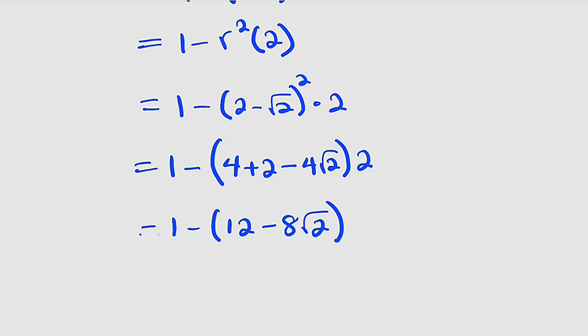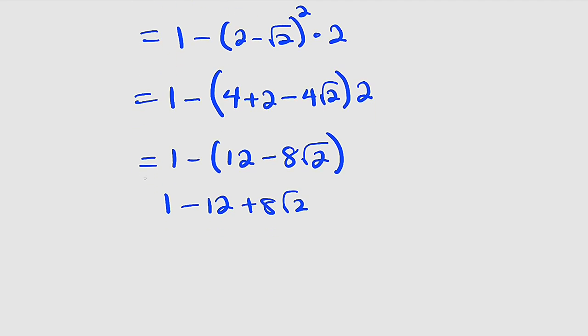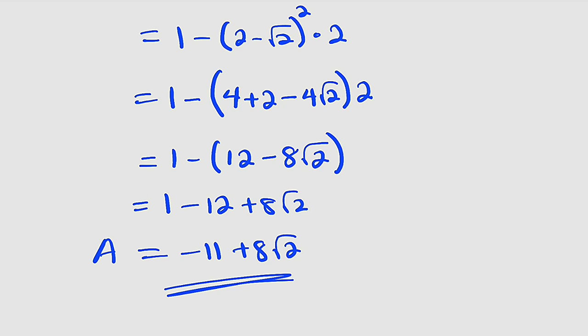And if you expand the bracket, the minus sign will affect the 2 terms. So we have 1 minus 12 plus 8 root 2. 1 minus 12 is negative 11. So this is negative 11 plus 8 root 2. And hence, this is said to be the area of the red region. But if you want to write it in decimal, you can simplify this, then you subtract 11. Remember the unit squared, because the unit is not given to us.